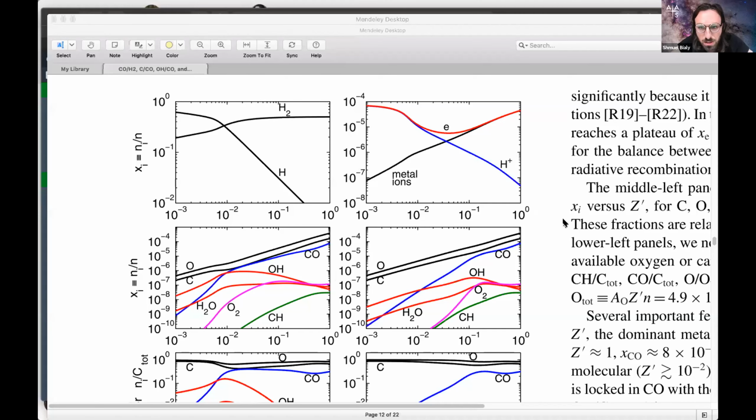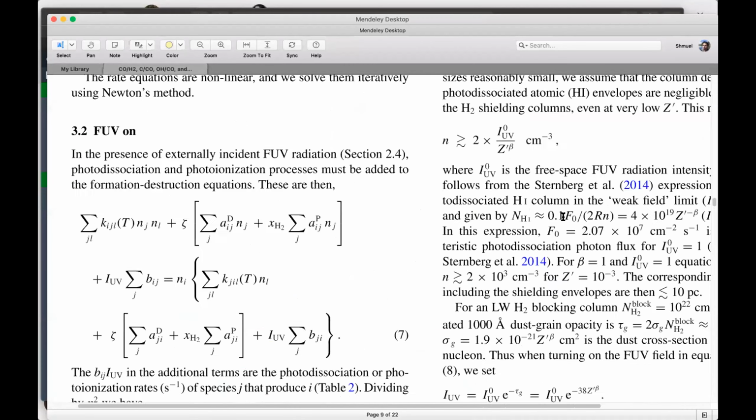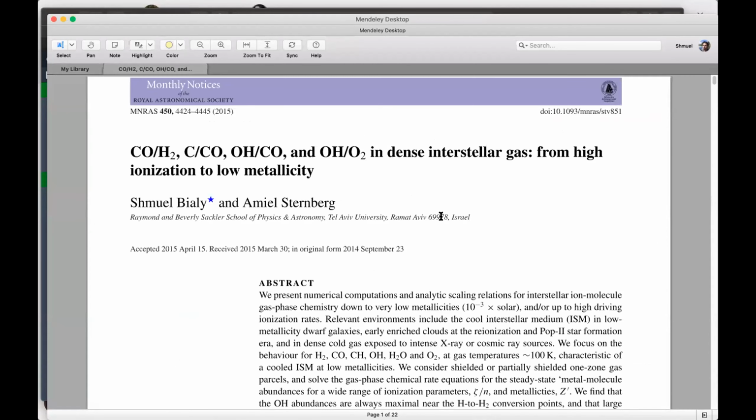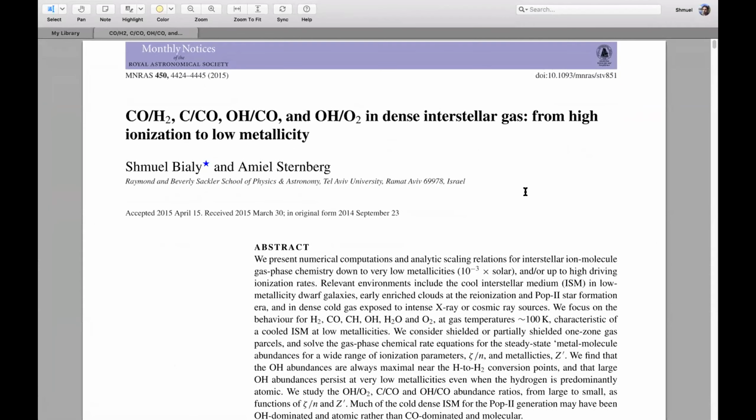Can you please share your screen? Oh yes, sorry. Yes. Can you see it now? Yep. Can you please make it full screen? Yeah. Is it full screen now?